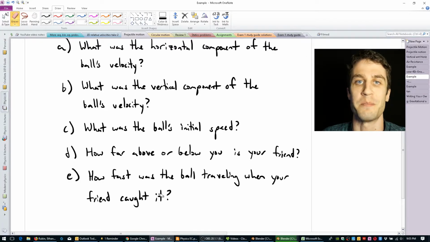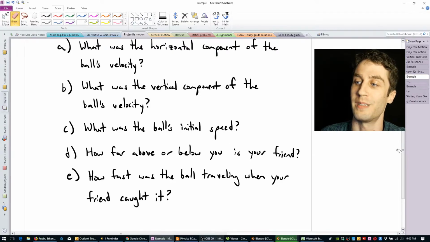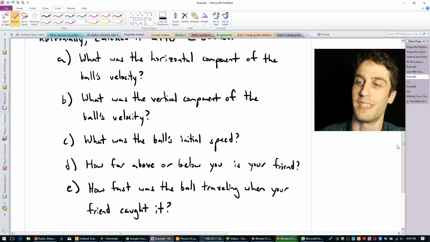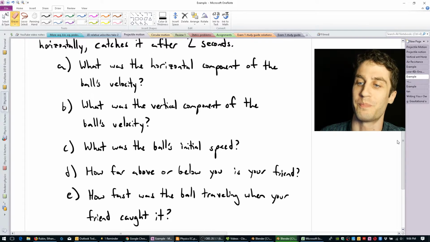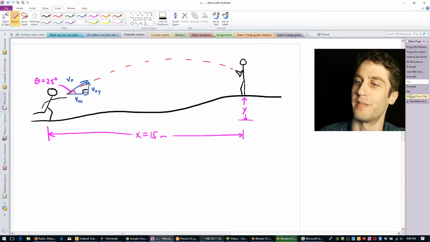Now that you've seen one example, go ahead and pause the video. Please always pause the video whenever we go over examples and try and do them yourself. But the basic strategy is going to be to break the velocity into components and apply some kinematic equations to the vertical component, and x equals v times t to the horizontal component.